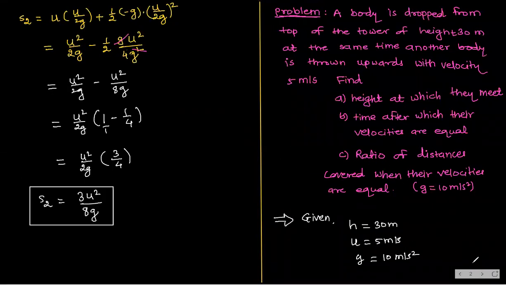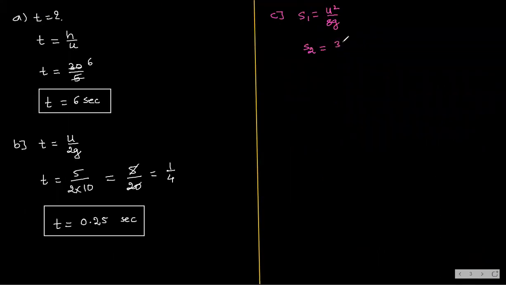S2 is equal to 3u square by 8. So let's find out this S1 now. S1 is equal to u square, means 5 into 5 divided by 8 into 10. So this is equal to 25 by 80, right? This one, you see, 3 into 5 square, means 75, divided by 8 into 10.